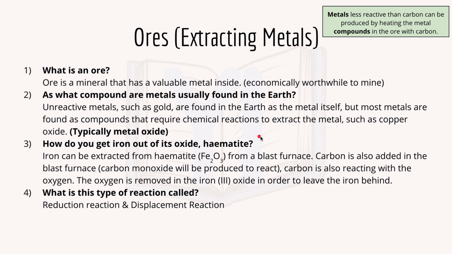Iron can be extracted from hematite, or Fe2O3, in a blast furnace, and carbon is also added in the blast furnace, and carbon monoxide will be produced to react, which we'll look into later. And carbon is also reacting with the oxygen. The oxygen is removed from the iron 3 oxide in order to leave the iron behind. And what is this type of reaction called? It's called a reduction reaction and a displacement reaction.